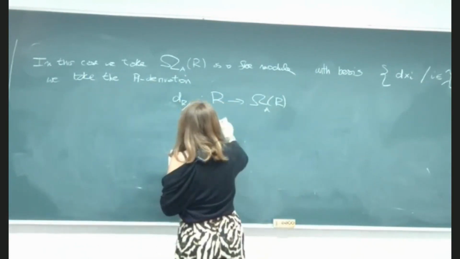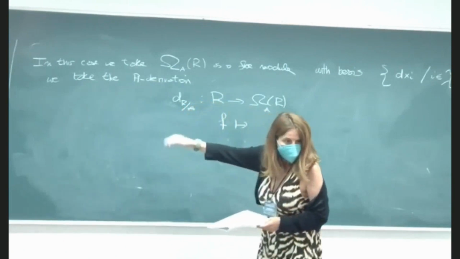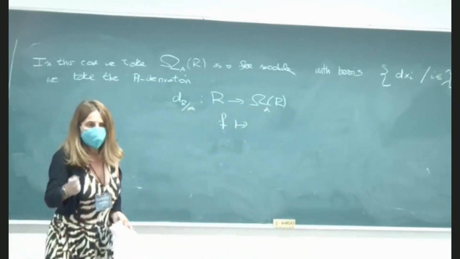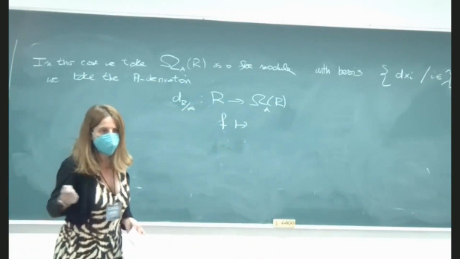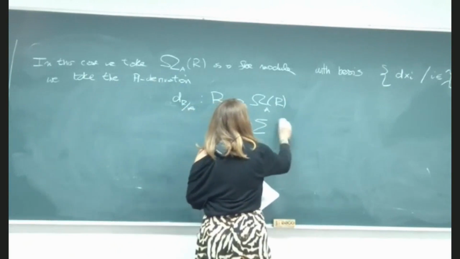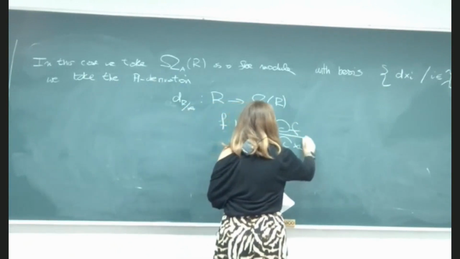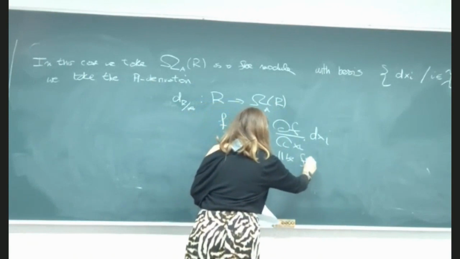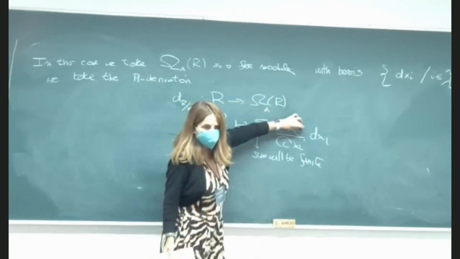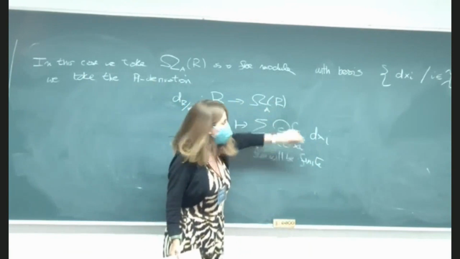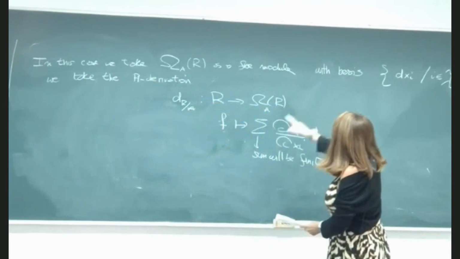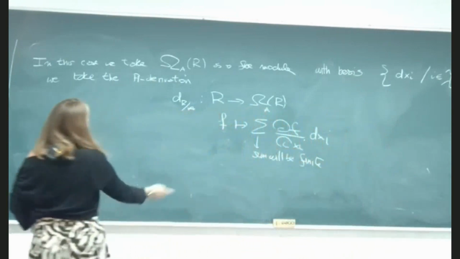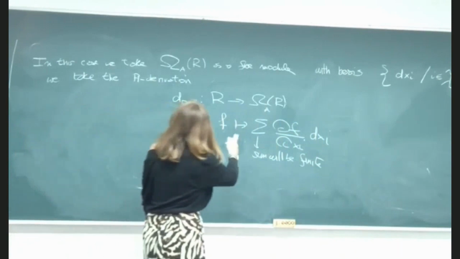And what does it do? It takes a polynomial f in infinitely many variables, but remember, since it's a polynomial, it can only involve finitely many variables. That's the point. Only finitely many x_i appear, and then I can take the sum of the partial derivative of f with respect to x_i times dx_i. This sum will be finite, because most variables don't appear in f. So this is indeed an element of omega, because it's a linear combination of the dx_i. And with the same proof I did before, you can show that this is a derivation.